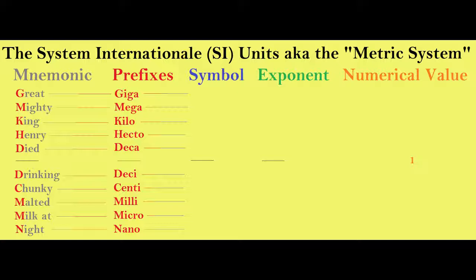Each of these prefixes has its own symbol. Giga is capital G, mega is capital M. Kilo is lowercase k, hecto is lowercase h, deca is lowercase da, deci is d, centi is lowercase c, milli is m, micro is the Greek letter mu. It looks like a U with a tail. And nano is a lowercase n.